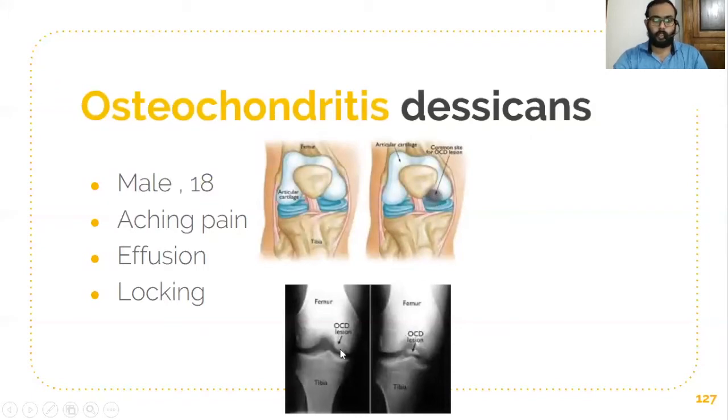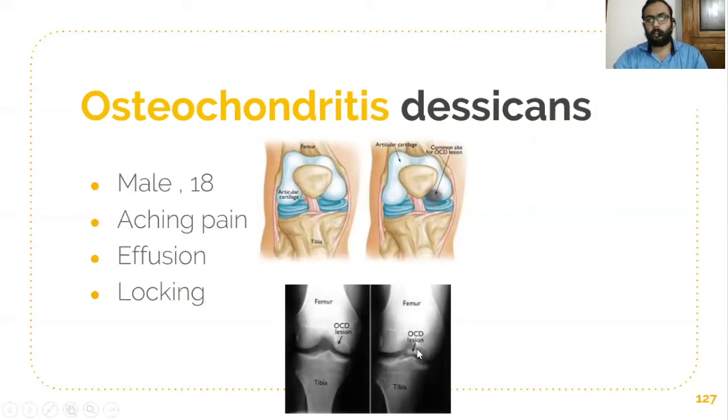And here in the X-ray, you shall see a demarcation between the healthy bone and unhealthy bone. This is the initial phase X-ray. And in the initial phase, the presenting complaint is aching pain with recurrent effusion, and most commonly males are affected, and it is affected in the second decade.